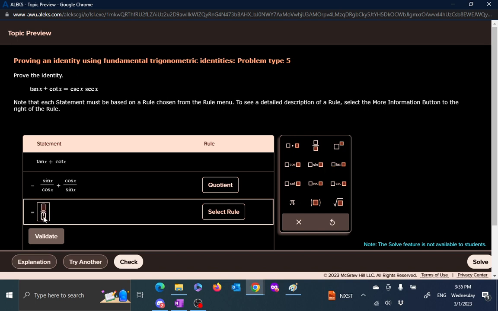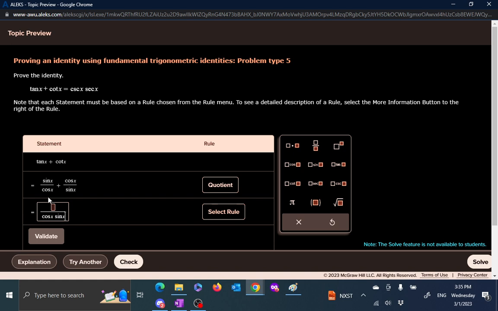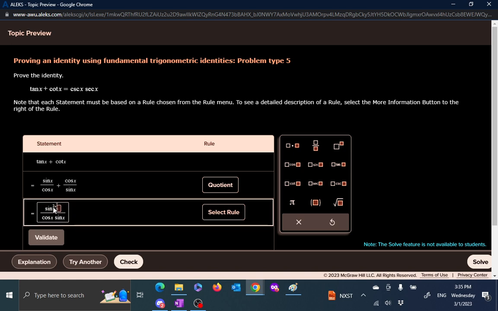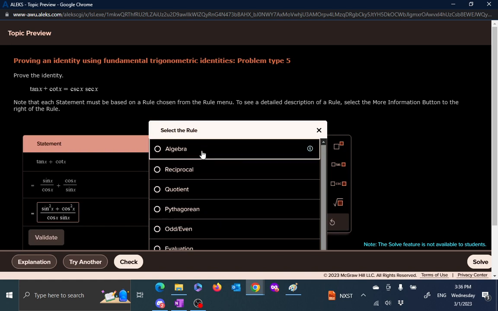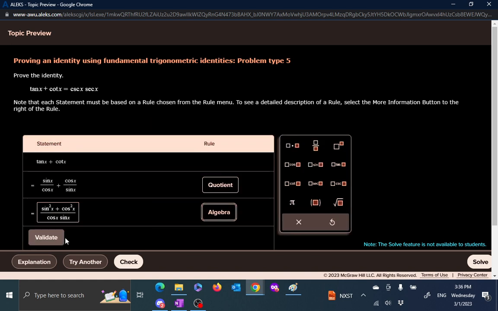The common denominator is cosine of x, sine of x. In the numerator, I have sine square of x. Excuse me, the x has to be down here, sorry, plus cosine square of x. So all we did was add these two fractions, and that is just an algebra activity. We haven't done anything yet.